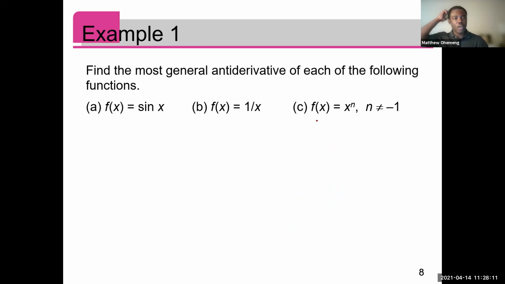Okay, so now with this, let's do this example. For this one, I will need your help to figure this out. This one says, find the most general antiderivative of each of the following functions. For the first one, you have f of x equal to sine of x. So we need an antiderivative. My question is, what function do we differentiate to get sine of x?